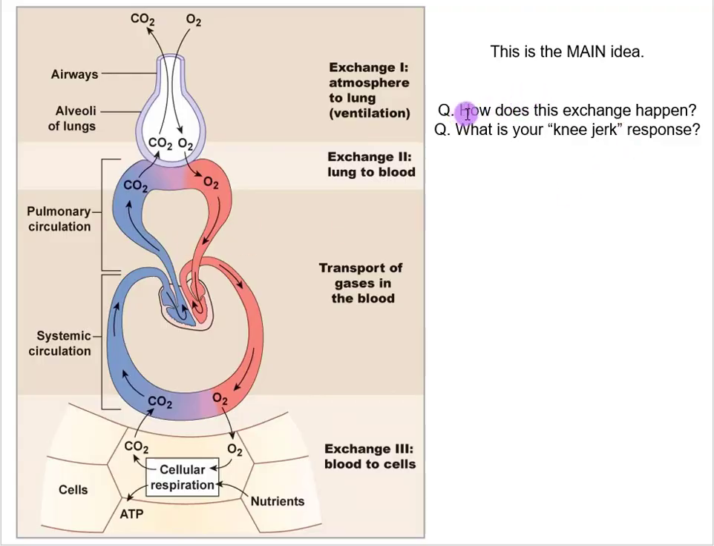I realize I forgot to say, how does this exchange happen? How do each of these exchanges occur? Your knee-jerk response needs to be pressure gradient, because gases move according to a pressure gradient. Just like we saw fluids move according to a pressure gradient, gases also move according to a pressure gradient.